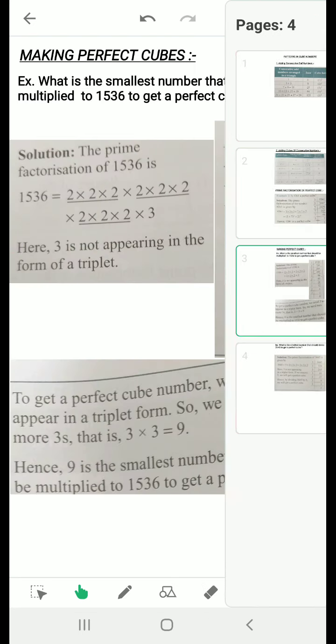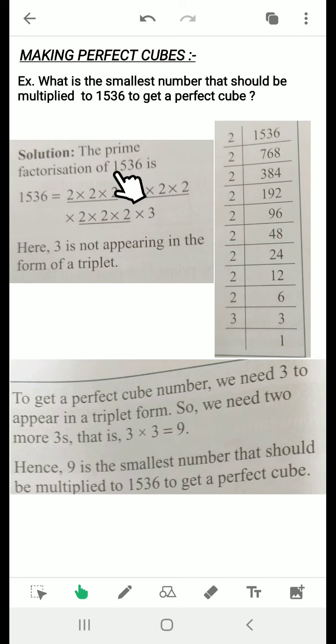And if you see the next example, 1536. Here we can see the prime factorization is 2 multiply 2 multiply 2 multiply 2 multiply 2 multiply 2 multiply 2 multiply 2 multiply 2 and multiply 3. Here 2 is making triplets, 3 times it is making triplets. But 3 is extra. 3 is not appearing in the form of a triplet. So this is not a perfect cube number.